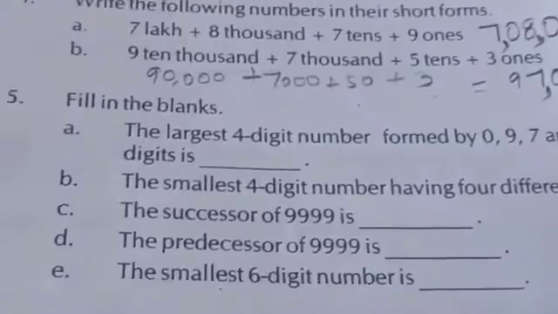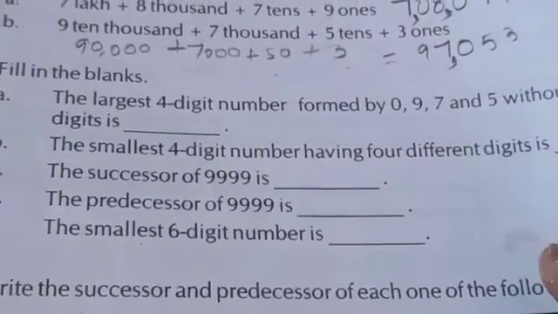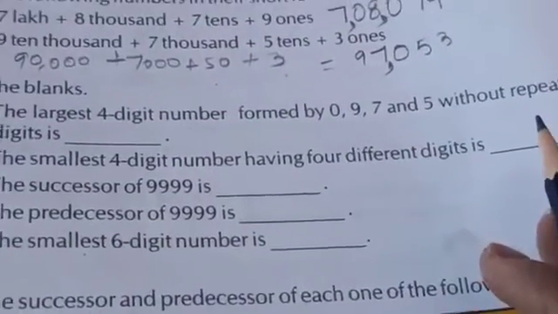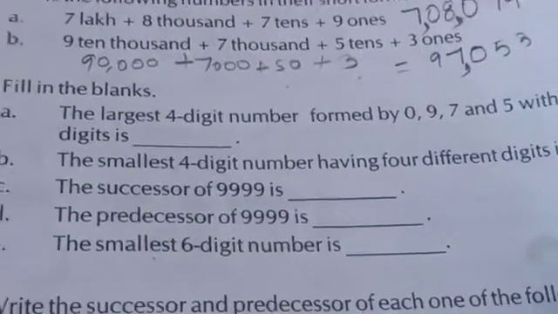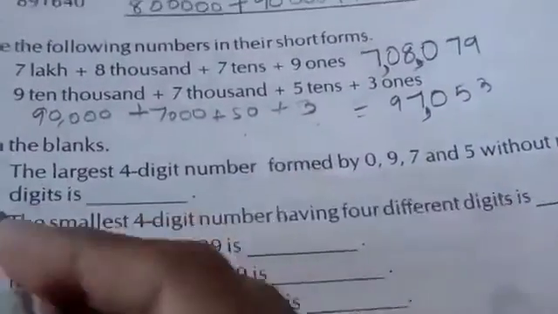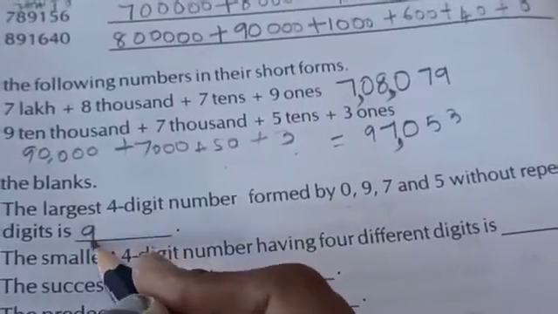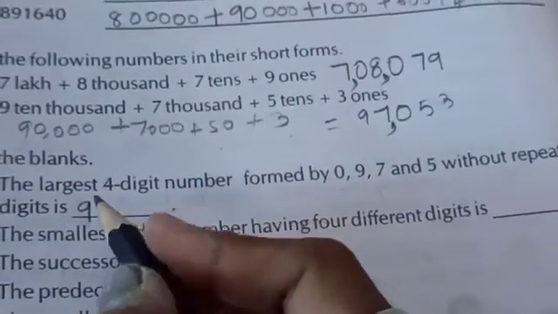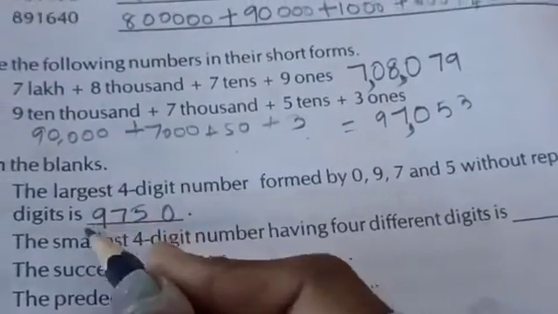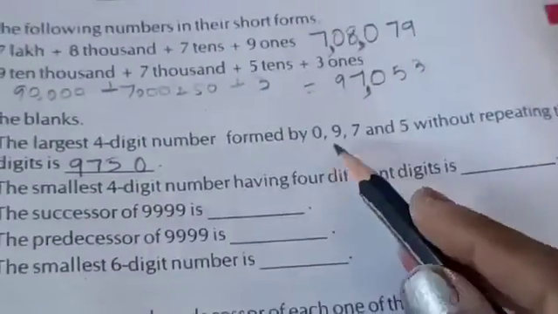See, the next one, what? Fill in the blank. The largest 4-digit number formed by 0, 7, 0, 9, 7 and 5 without repeating the digits. Now to find the largest 4-digit number, what will we use? Descending order, meaning big to small we have to write. Now here 0, 9, 7, 5. In this, 9 is the first greatest digit. Now next, 750. 9,750 is the largest 4-digit number formed by the digits.